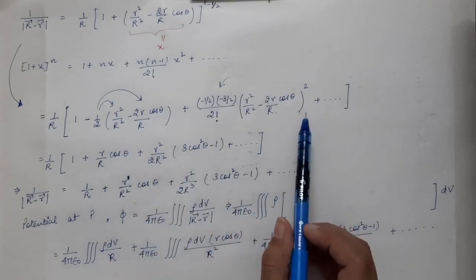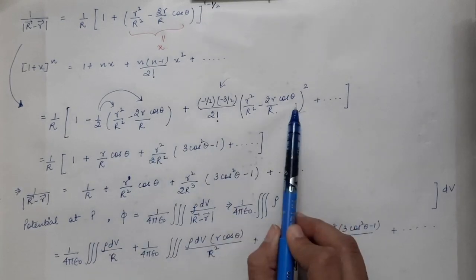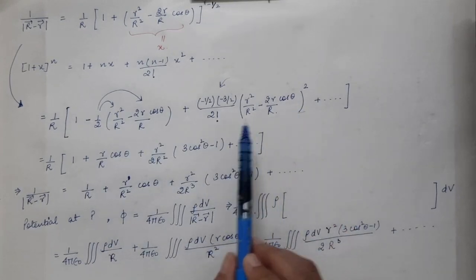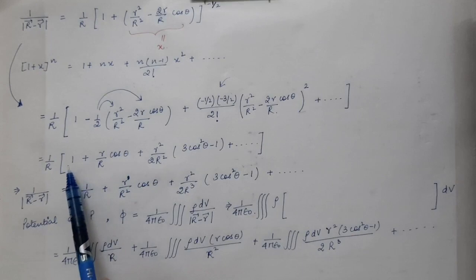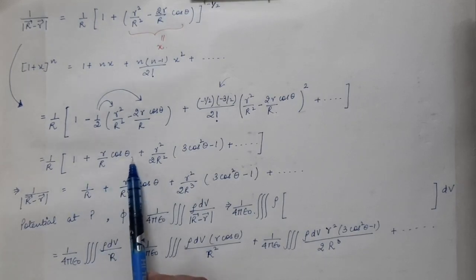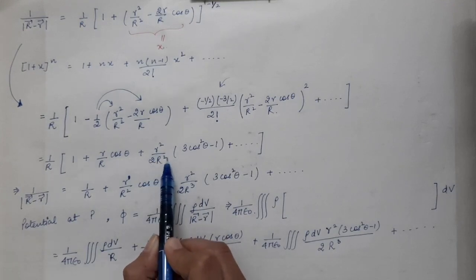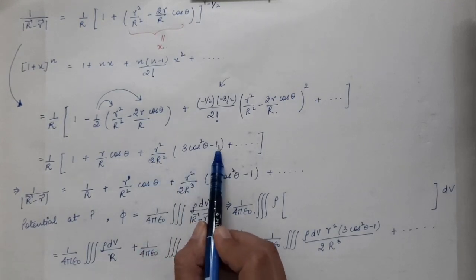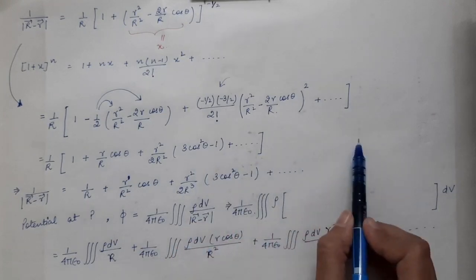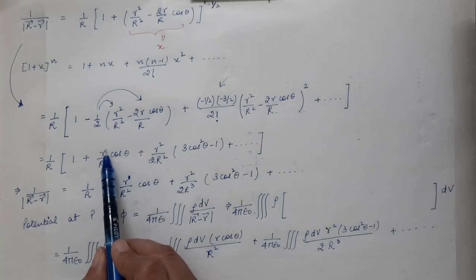So that step you have to do by yourself. That is, you have to open this bracket as well as you have to open this bracket, and then the final result you will get is 1 plus small r divided by capital R cos theta. Then you will get small r square divided by 2 capital R square into 3 cos square theta minus 1, and so on. You will get higher order terms. So what you have to do is you have to club these terms.